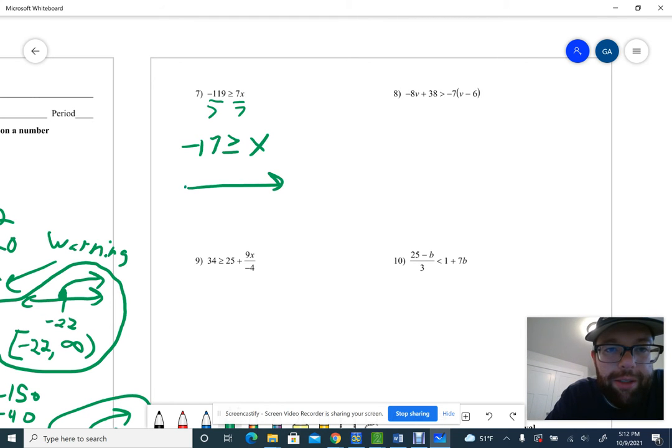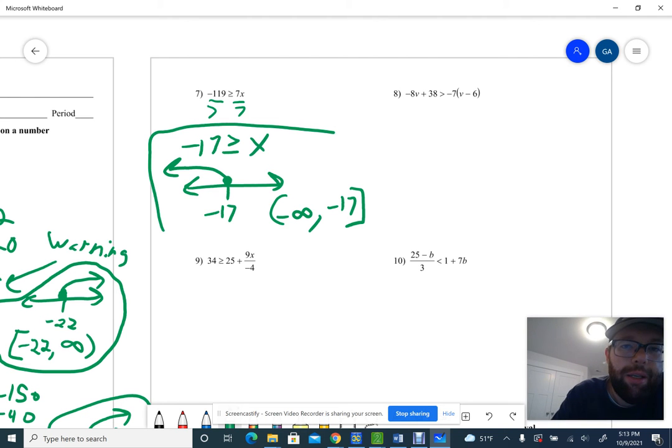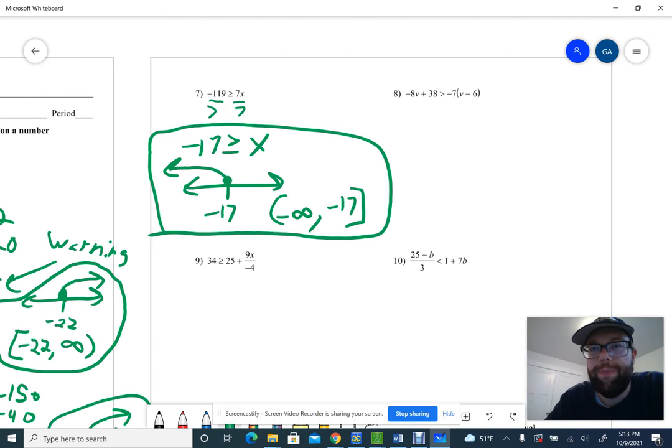And then we graph it. At negative 17, there'd be a closed circle. It's eating the number. So it's going to go to the left. So that'd be negative infinity to negative 17. A bracket on the 17 and a parenthesis. And that would be your answers.